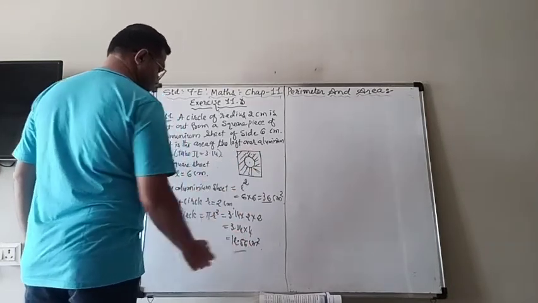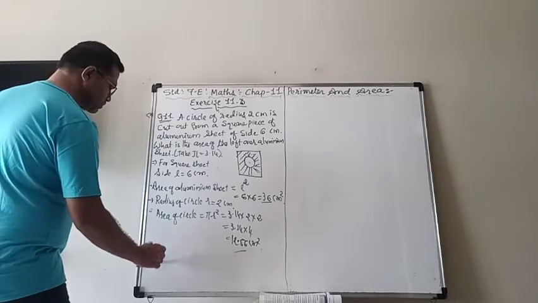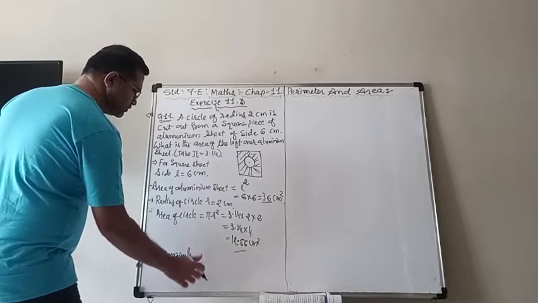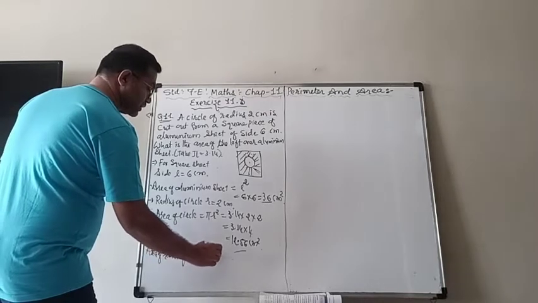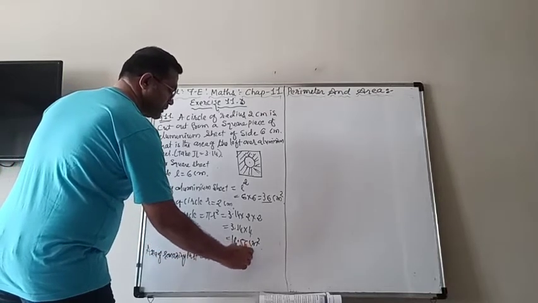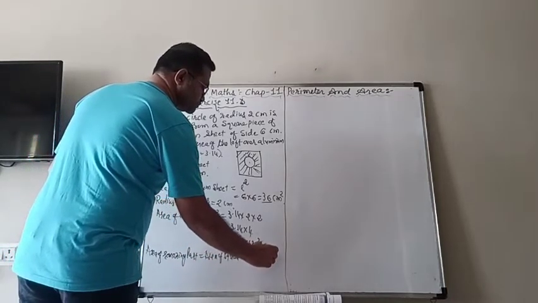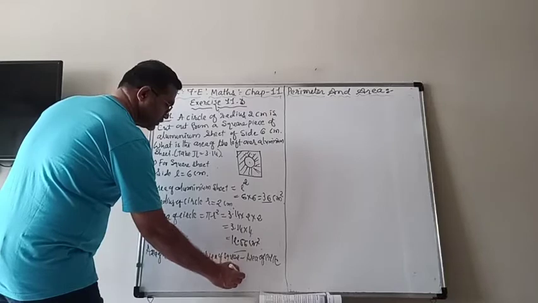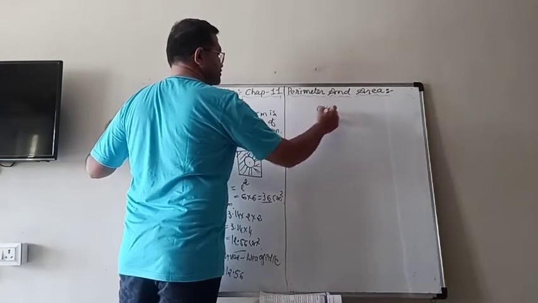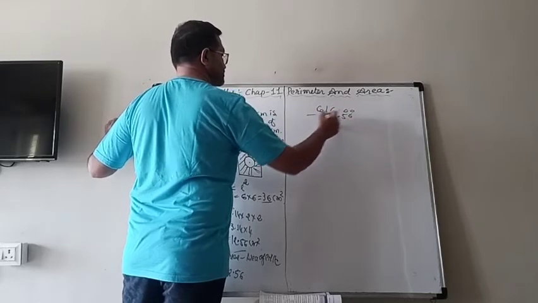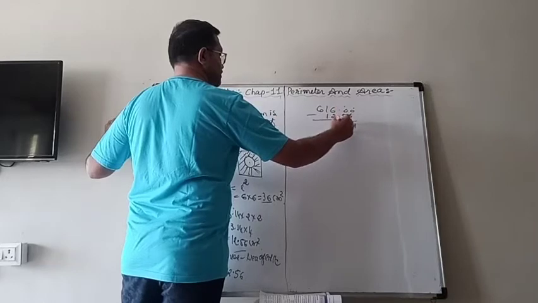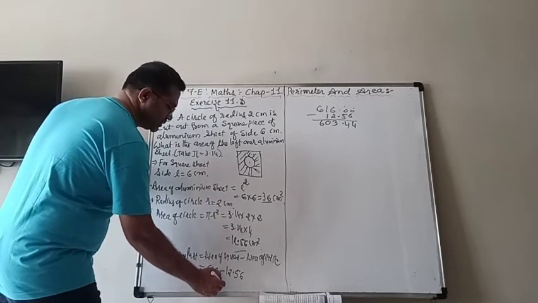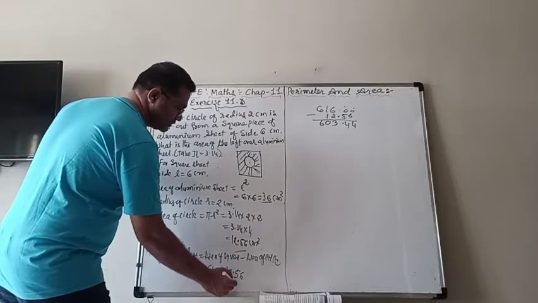So now remaining part, we have to find the area of that part. So we have to subtract it. So the area of remaining part is equal to area of square minus area of circle, that is 36 minus 12.56. 36 minus 12.56, the remaining scrap area is 23.44 centimeters square.